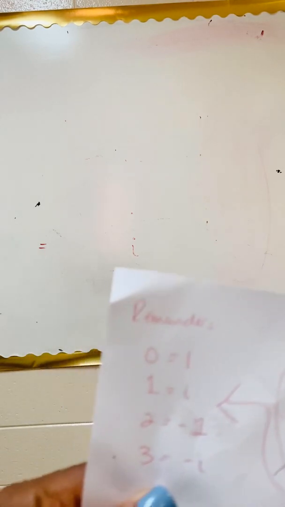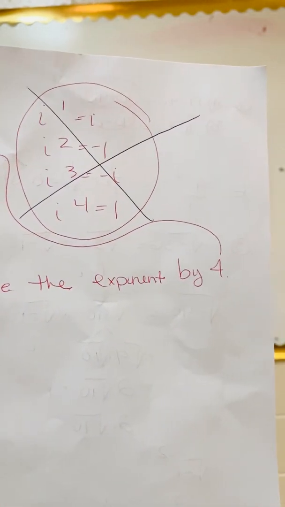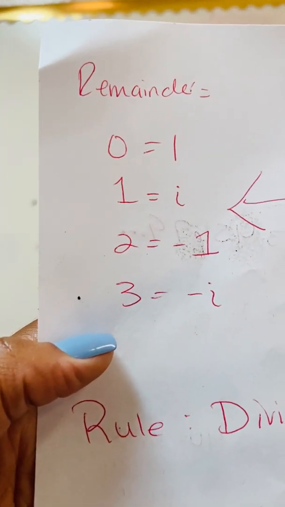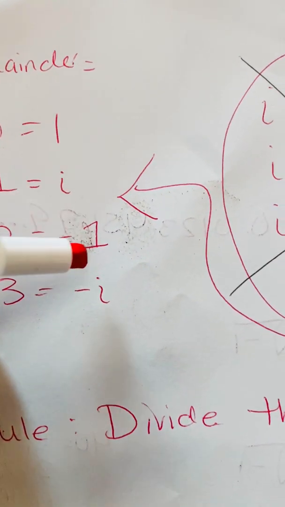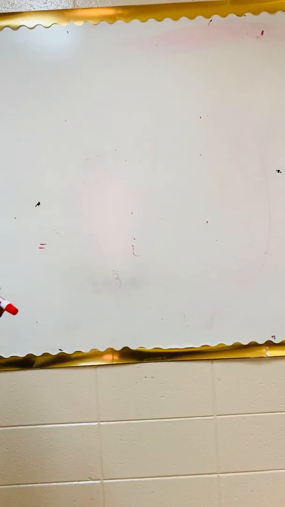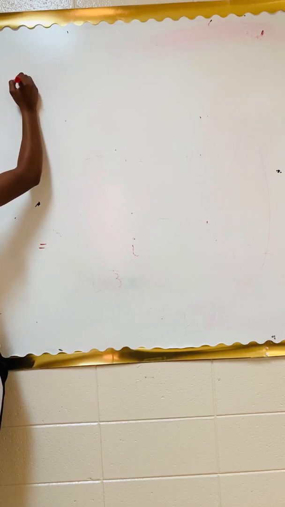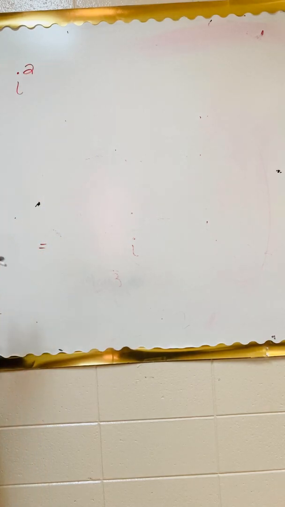When you are simplifying the powers of i, remember you're going to divide the exponent by 4 and use these rules: if you have a remainder of 0, the answer is 1; remainder 1, the answer is i; remainder 2, the answer is -1; remainder 3, the answer is -i. I'm going to give you a couple of examples. The first one is i to the second power. I already know we listed the first 4 solutions of i, but I just want to do it anyway to show you what's going on.